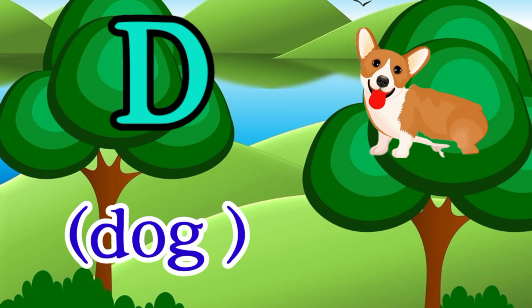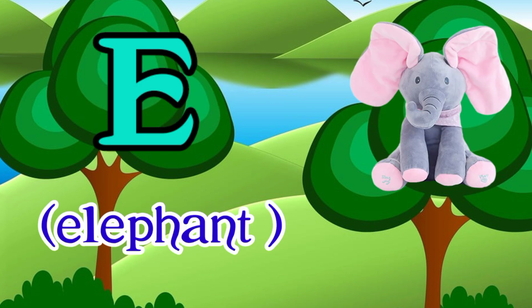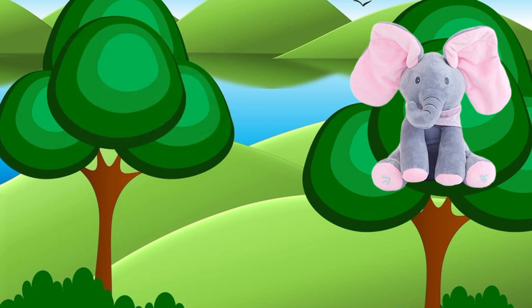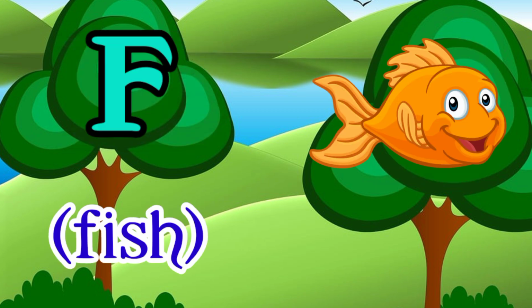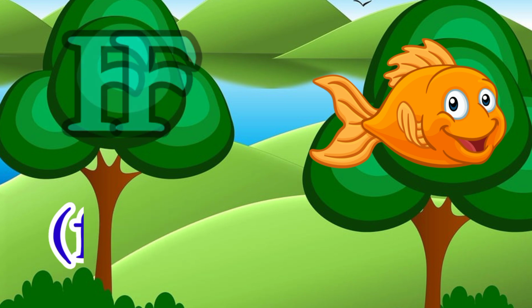D for dog, dog means kutta. E for elephant, elephant means hathi. F for fish, fish means machli.